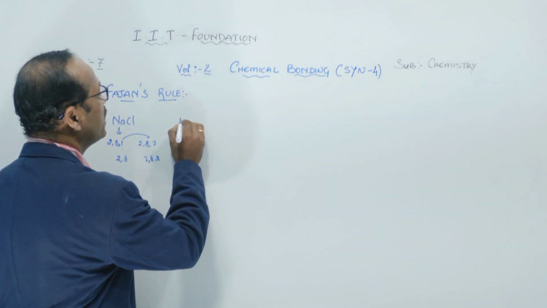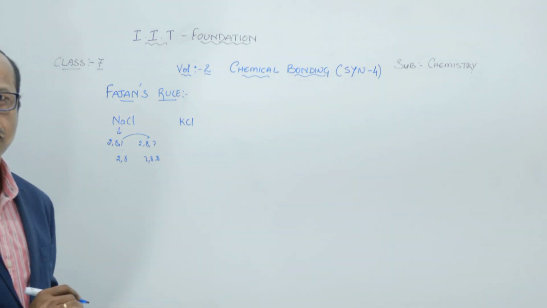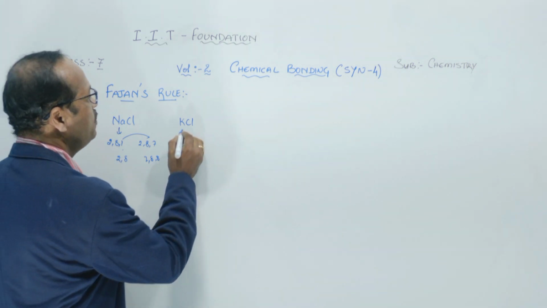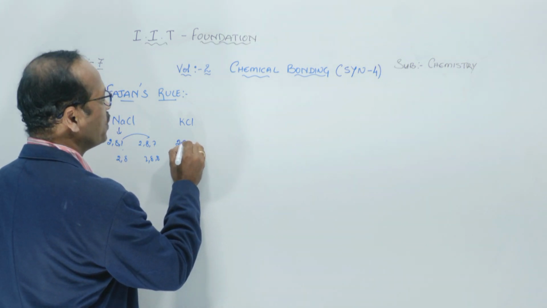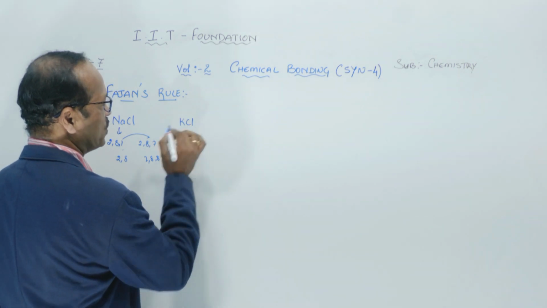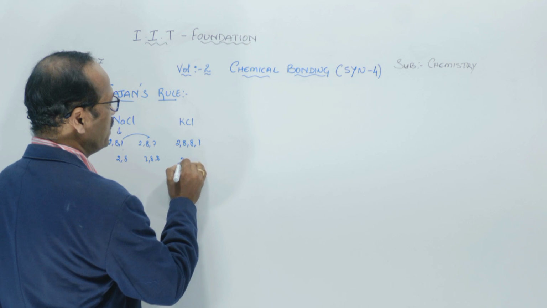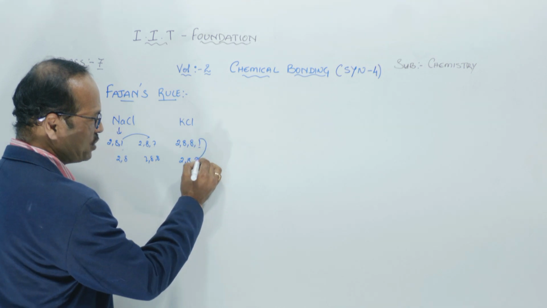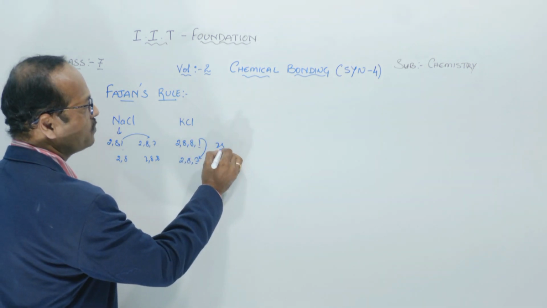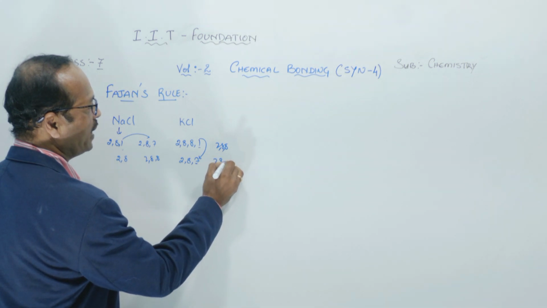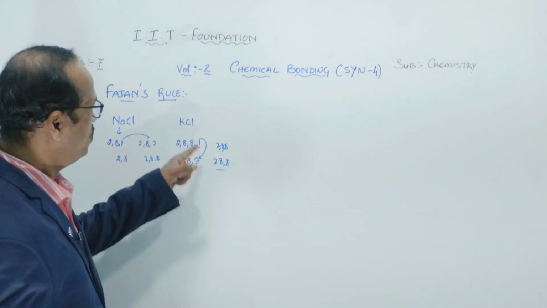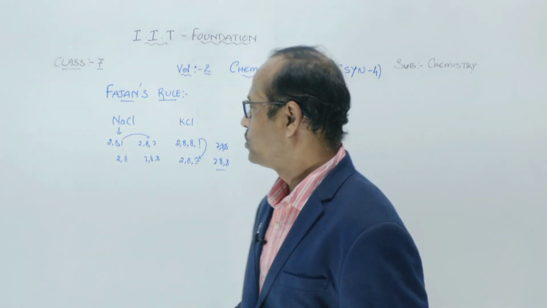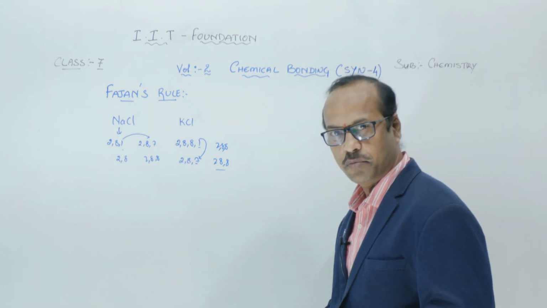Now if I take another compound, KCl, potassium chloride. Is it an ionic compound or covalent compound? Potassium's atomic number is 19, so its electronic configuration is 2,8,8,1. Chlorine's atomic number is 17, so it is 2,8,7. Both are unstable, so one electron is transferred, and both become 2,8,8. Here also transfer of an electron is taking place, so this is also an ionic bond. Sodium chloride is an ionic compound and potassium chloride is an ionic compound.